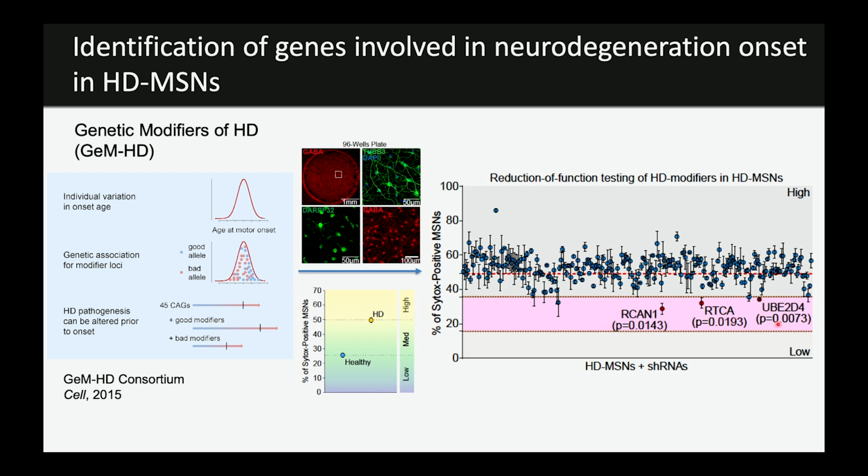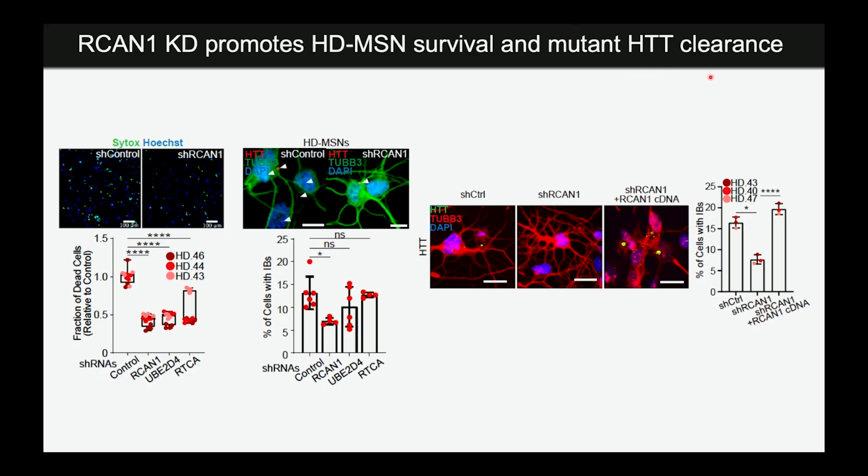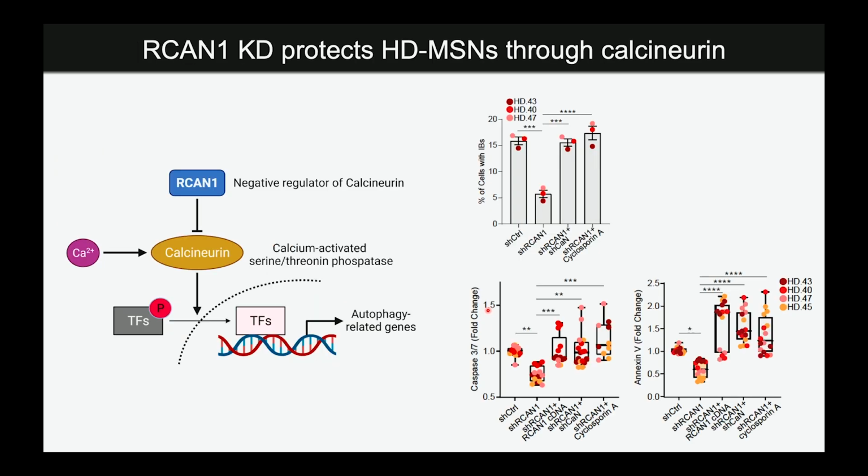While doing two things separately, we somehow stumbled on RCAN1, which is age-associated and at the same time was one of the modifiers that can modify Huntington's disease phenotypes. Also, RCAN1 knockdown promotes survival. At the same time, it can help clear the aggregation of huntingtin. By going through all these different genetic modifier genes, RCAN1 was the only one that also modifies the protein clearance phenotype. So what is RCAN1?